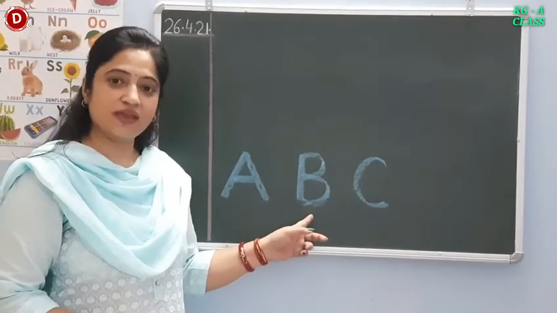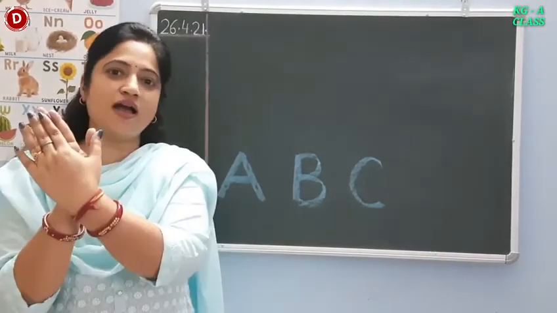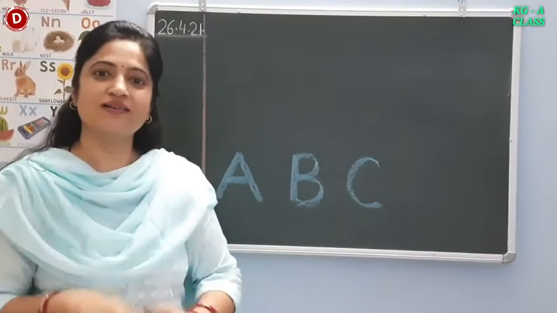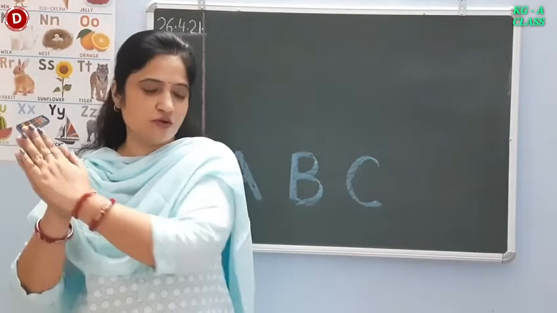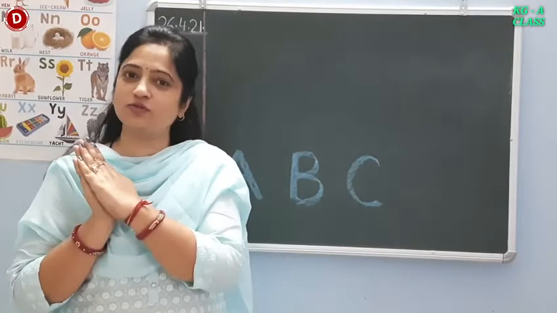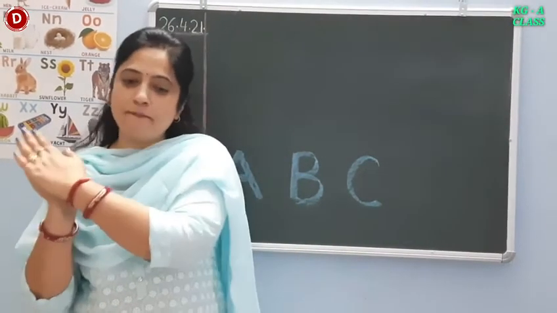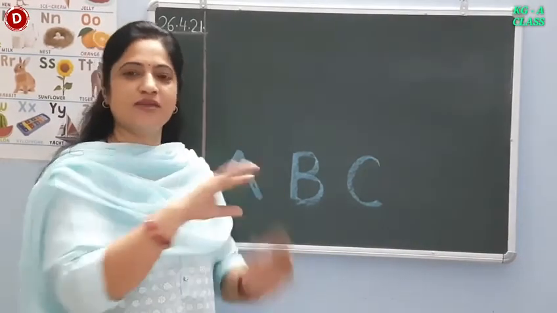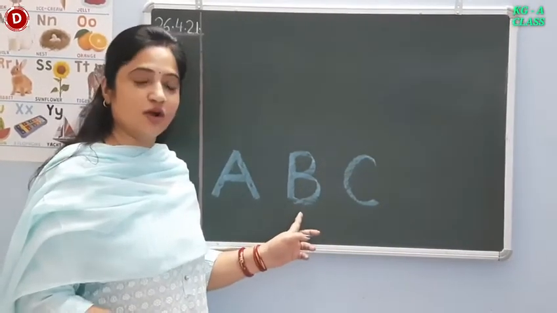Children, this is B, and B says B. B for bat, B for ball, and B says B. B for bat, B for ball, and what do you do with that? You play, isn't it? And then you will do like this. You will do this action. B, B, B. B for bat, B, B, B. B for ball. In this way, children, you will learn the sound of B.